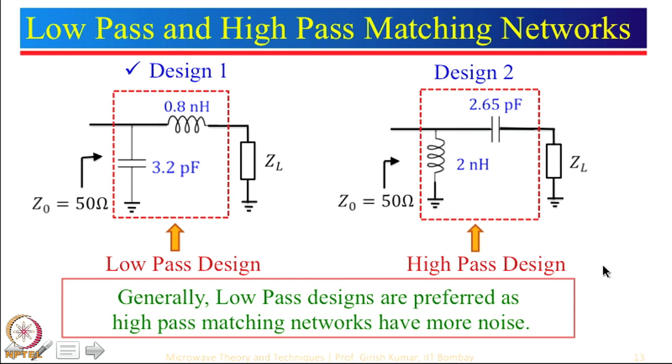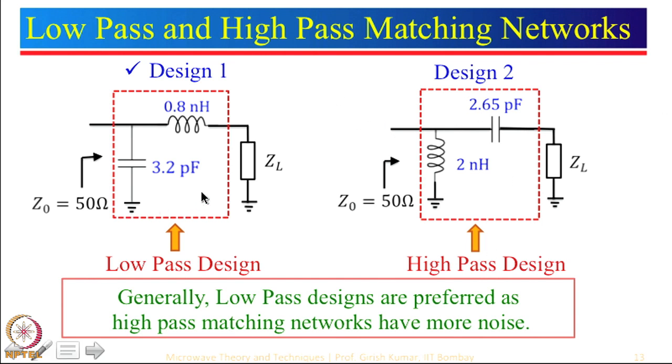And at omega equal to infinity, this particular thing will act as an open circuit, because Z is equal to j omega L. So, if omega is infinity, this will be an open circuit. And this particular thing, Z is 1 by j omega C. So, this will act as a short circuit. So, at high pass everything will go through.